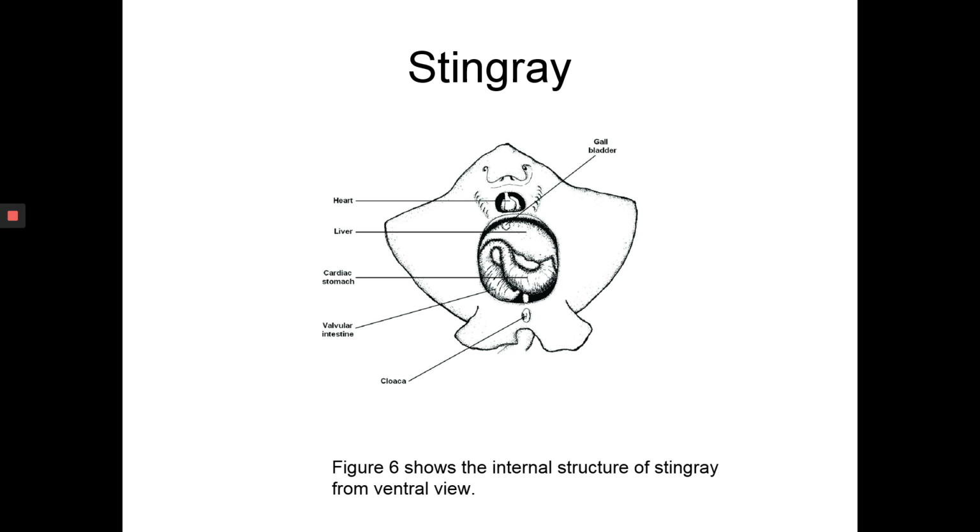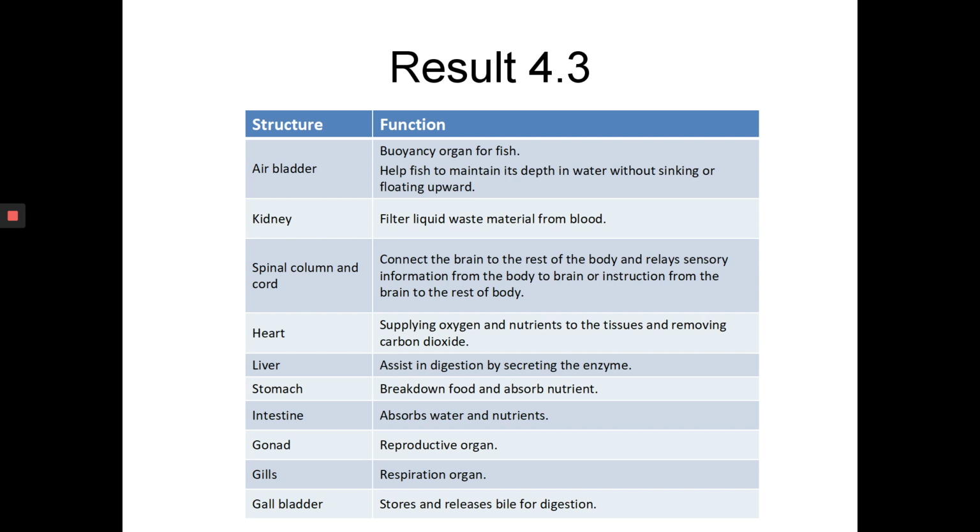So for stingray, it has a gallbladder, heart, liver, stomach, intestine. So for the results, for the function, the air bladder is very important to act as a buoyancy organ for the fish. It also helps fish to maintain its depth in water without sinking or floating upward.